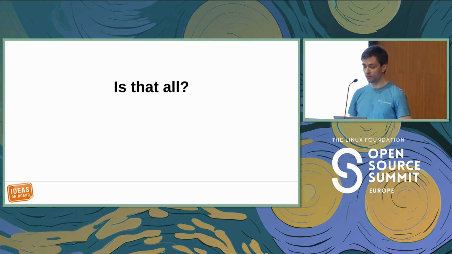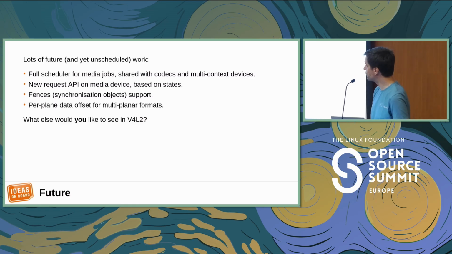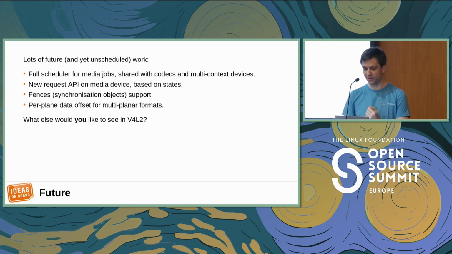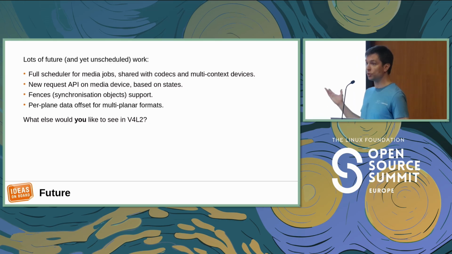Is that all? Well, a few things for the future. There's lots of unscheduled work. We're thinking about a full scheduler for media jobs that could be shared with codecs and multi-context. A new version of the request API, which I didn't mention here. Fences to be able to synchronize at a lower level within the kernel or even at the hardware level between different devices. And a few more things. And more importantly, what would you like to see in Video for Linux that's missing?